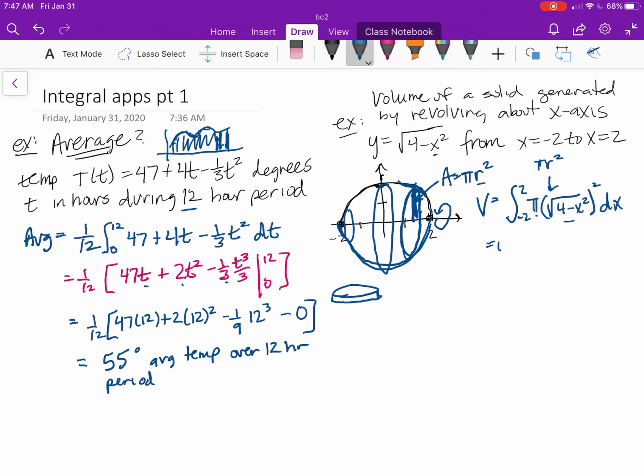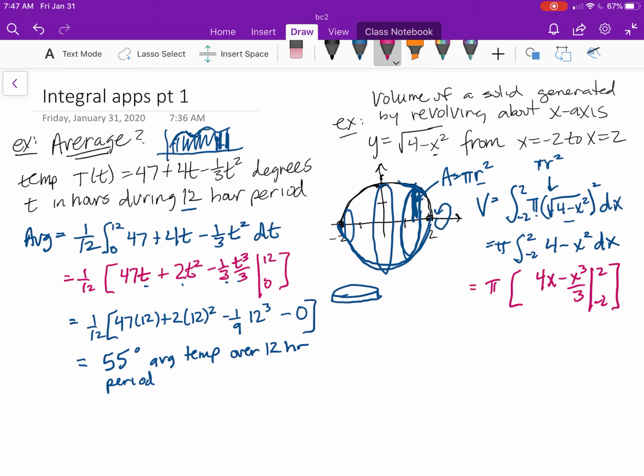Pi is a constant. We could just pull that out. And -2 to 2, when I square this, it's a great example because it comes out nice and easy. Square root squared just cancels, so we're integrating 4 minus x squared dx. Well, this integral is 4x minus x to the third over 3 from -2 to 2. And whatever result we get, we multiply by pi.